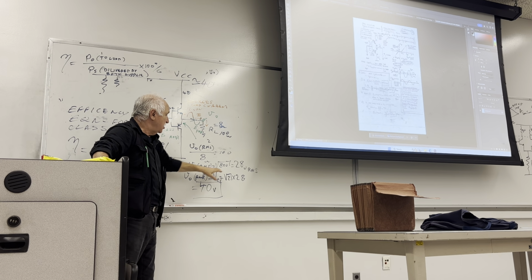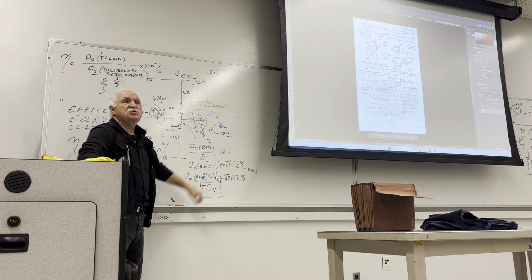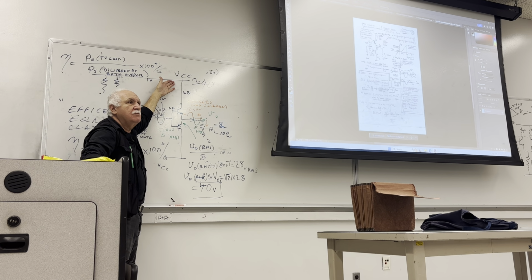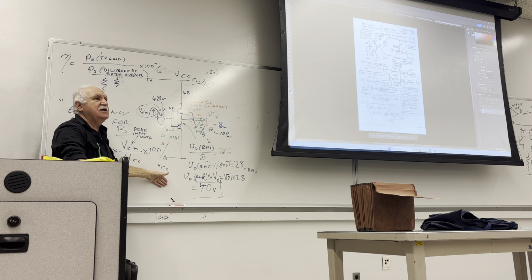so that in the 8 ohm resistor, it can produce 100 watt sound energy. See? So that's how you will design your plus VCC, 40. You need symmetrical, negative another 40 for this one.